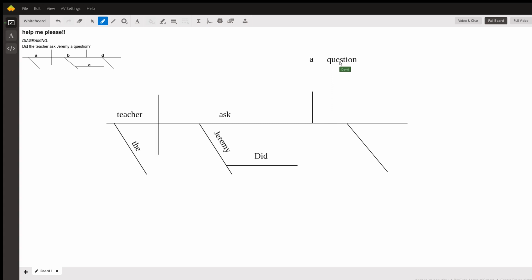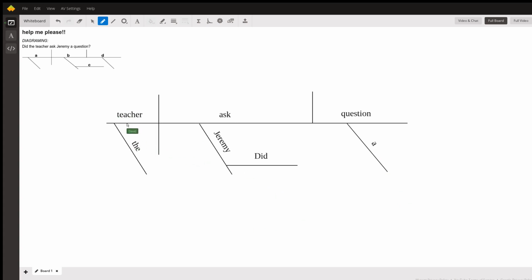And then question is going to be our direct object, because direct objects are the thing that is receiving the action. And in this instance, question is what's receiving the action of asking, okay? The question is being asked. So question is going to go over here because direct objects always go down here at the end of our diagram. And then A is another article adjective that is modifying question. It is a question.